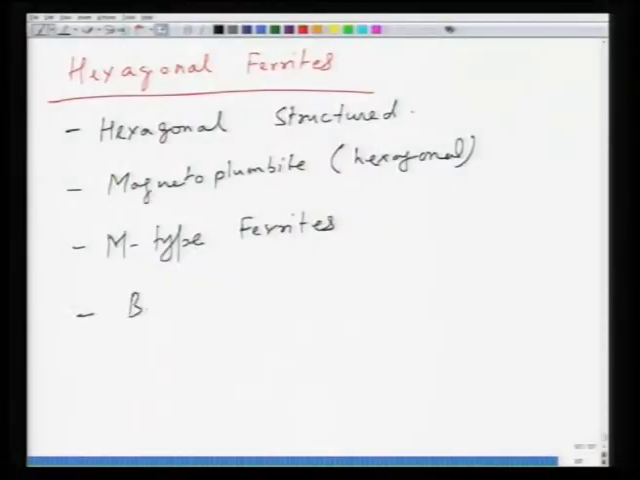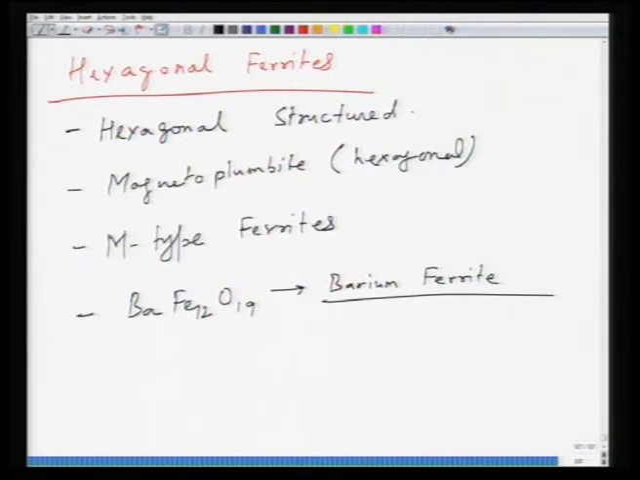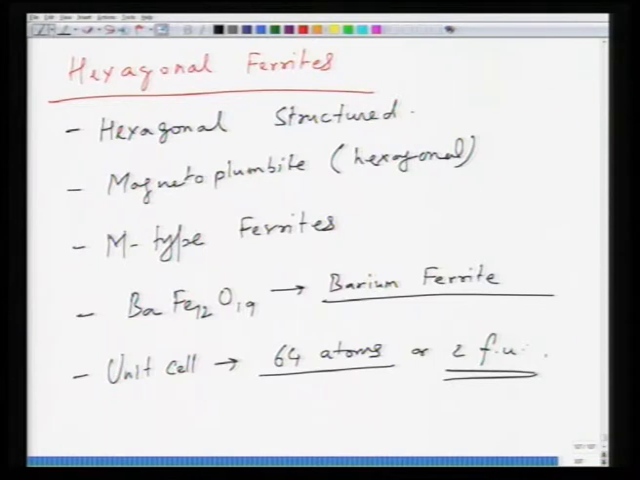The model compound used to represent the structure is typically barium ferrite, BaFe12O19, a very long formula unit. Hexagonal in structure, it consists of 19 oxygen atoms, 12 iron atoms and 1 barium atom, a total of 32 atoms per formula unit, and the unit cell has 64 atoms or 2 formula units. Which means the structure will have 2 barium atoms, 24 iron atoms and 38 oxygen atoms.